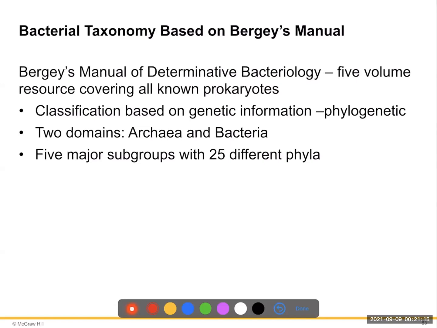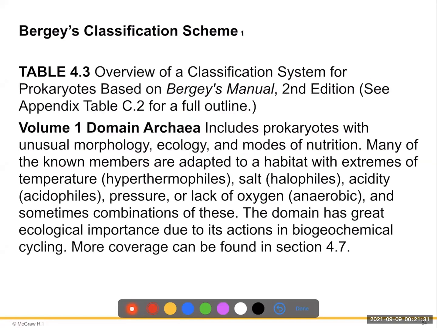Classification is based on genetic information. It's called phylogenetic. Okay? There are 2 domains, archaea and bacteria. Those are your prokaryotes. There are 5 major subgroups within 25 different phyla. Here are some examples from the book.